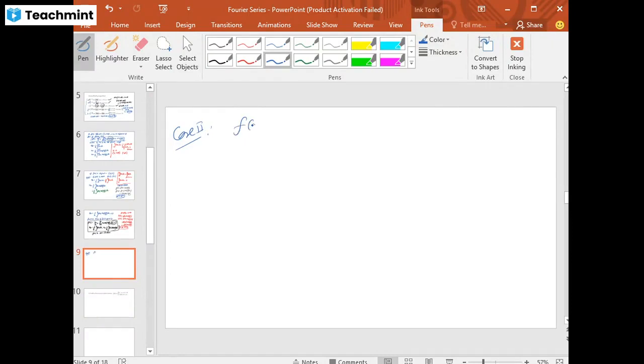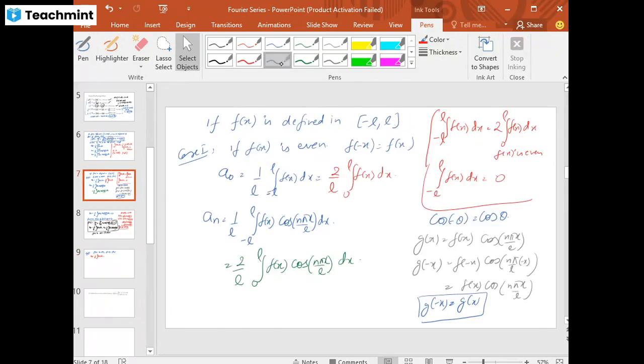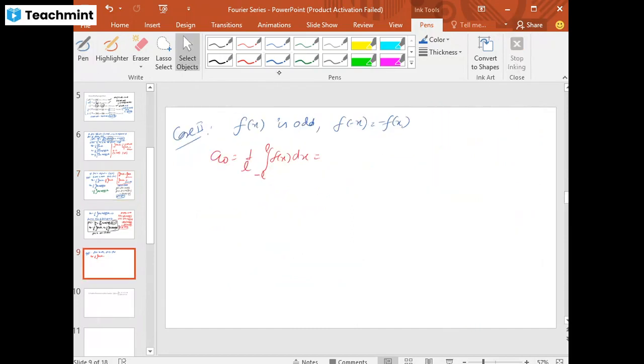So if your function f of x is odd, odd means f of minus x is equal to minus of f of x. So in that case, what is the value of Fourier coefficient A naught? 1 by L, integral from minus L to L f of x dx. Because of the property of this integration, if your function is odd, then integral from minus L to L f of x dx is 0. So this integral is directly 0.